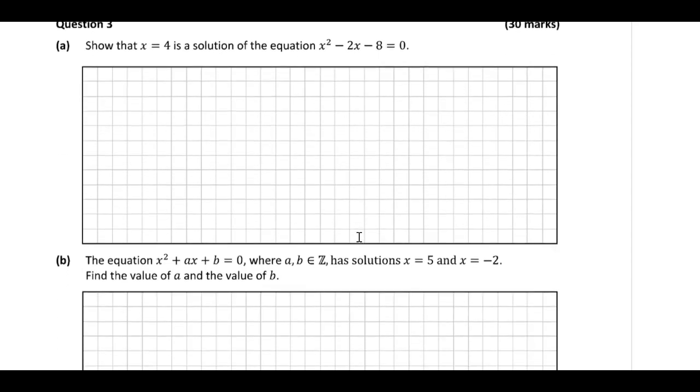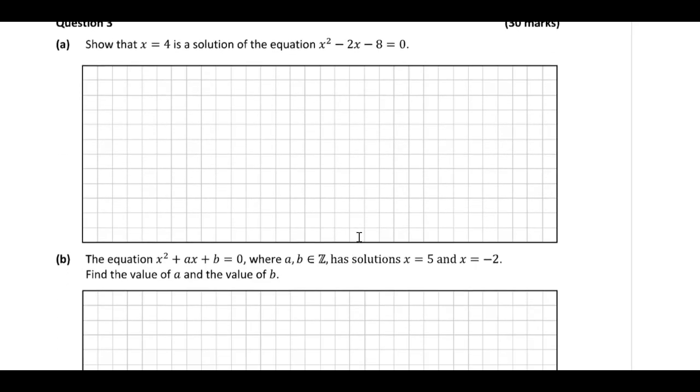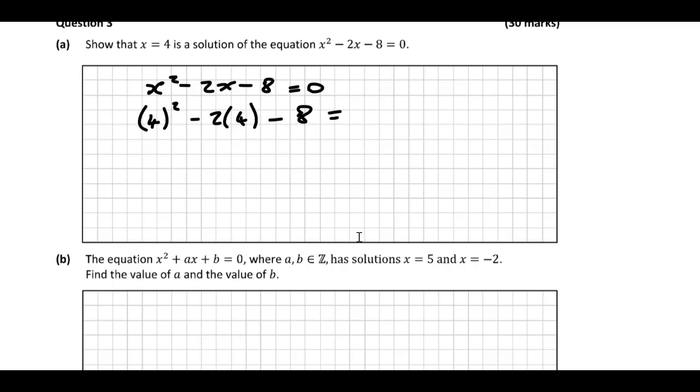Let's have a look at the next question, question 3. Show that x is equal to 4 is a solution to the equation x squared minus 2x minus 8 is equal to 0. So we have x squared minus 2x minus 8 equal to 0. So all you've got to do to show that it's a solution is put 4 in instead of x. So we're going to put 4 in here, square it, put 4 in here, minus 8 equal to 0.